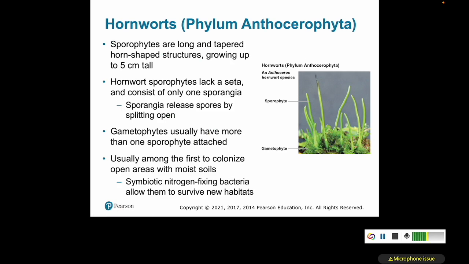Hornworts, or phylum Anthocerophyta, have sporophytes that are long, tapered, and horn-shaped. They can grow up to 5 centimeters tall, so about 2 inches. They lack a seta, and they only contain one sporangium, which will release its spores by splitting open. Gametophytes usually have more than one sporophyte attached, and they're usually some of the first plants to colonize open areas with moist soils. They have symbiotic relationships with nitrogen-fixing bacteria, and that relationship lets them survive in that new habitat.